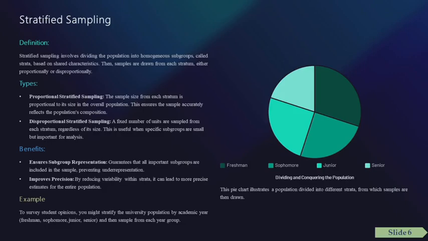Benefits include subgroup representation, preventing underrepresentation, and improving precision by reducing variability within strata. Example: survey university students by year, freshman, sophomore, junior, senior, and sample accordingly. The pie chart slices are labeled freshman in dark green color, sophomore in green color, junior in light green color, and senior in pale green, illustrating dividing and conquering the population. This shows how strata make sampling more targeted.